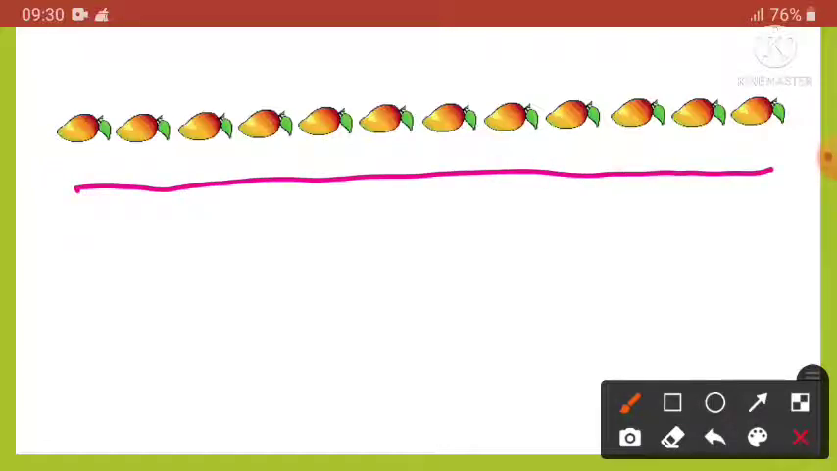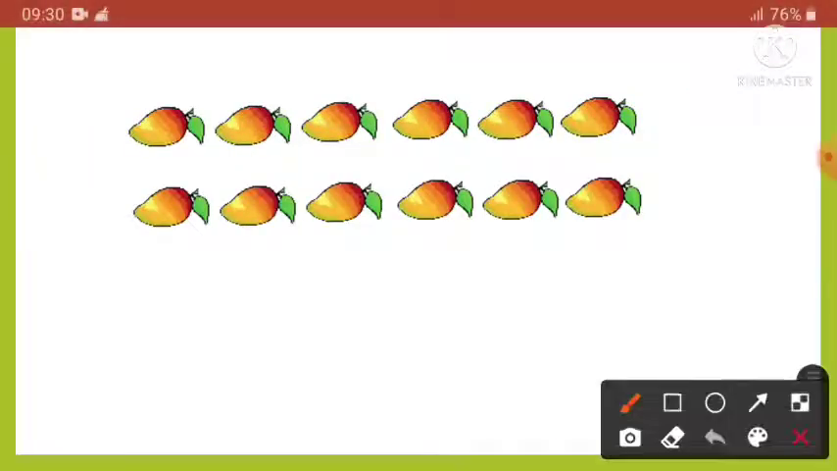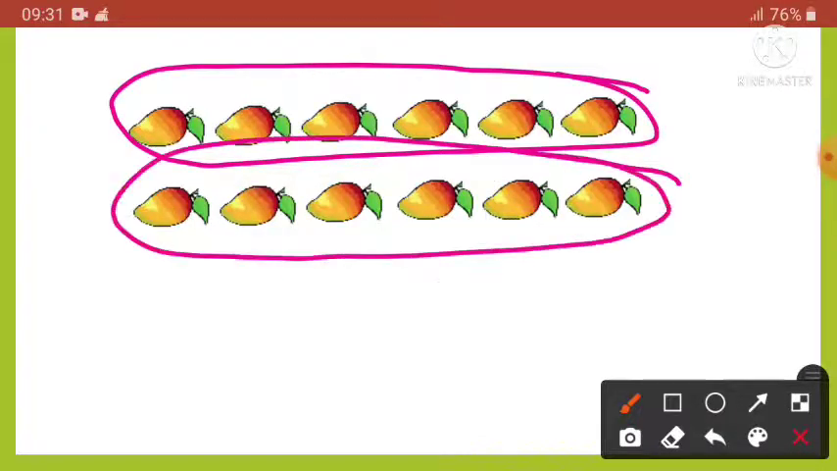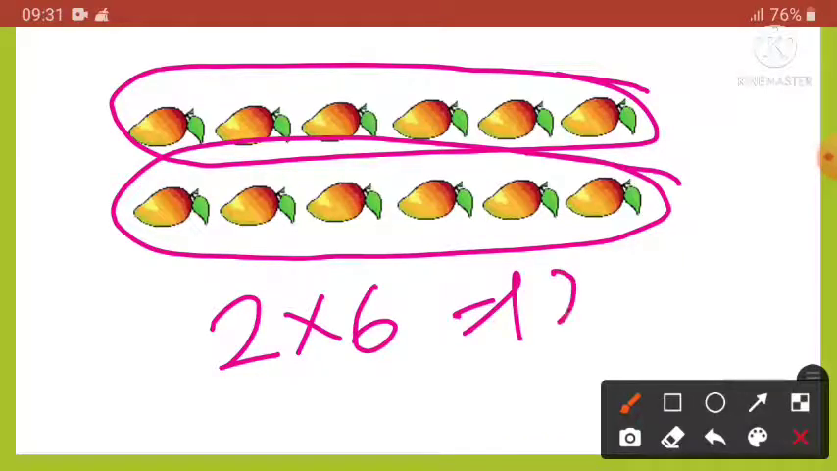Okay, now suppose you want to give all the mangoes to your friend. Suppose you are having two friends. Okay, so now you have to equally distribute to the friends. Then you have to keep 6 mangoes each in 2 rows. Yes, for 2 friends. 6 on the first row and 6 in the second row. So here it is 2 into 6. Here it is 12 mangoes.